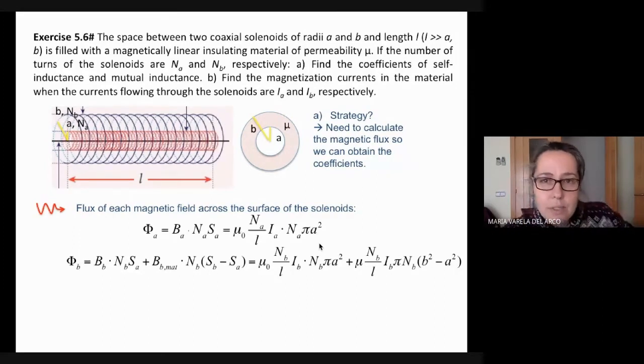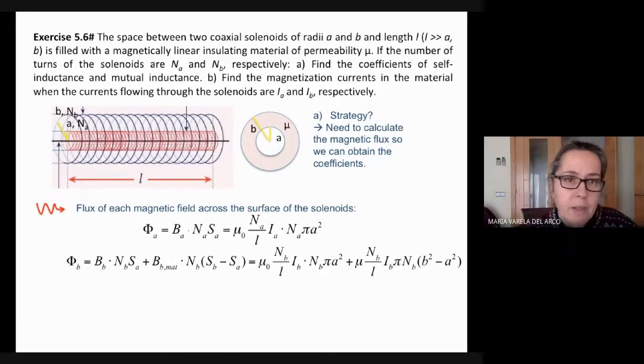And now let's do the same exercise for solenoid B. What if what we have now is an intensity IB going through solenoid B? Well, in this case, the flux is going to be a bit more complicated, but it's not so difficult. In this particular case, we have to look at the cross-section of the whole system. And here we have a ring of, let's say, internal radius A and external radius B, filled with the magnetic material. And then we have, of course, the internal section of radius A, which is empty.